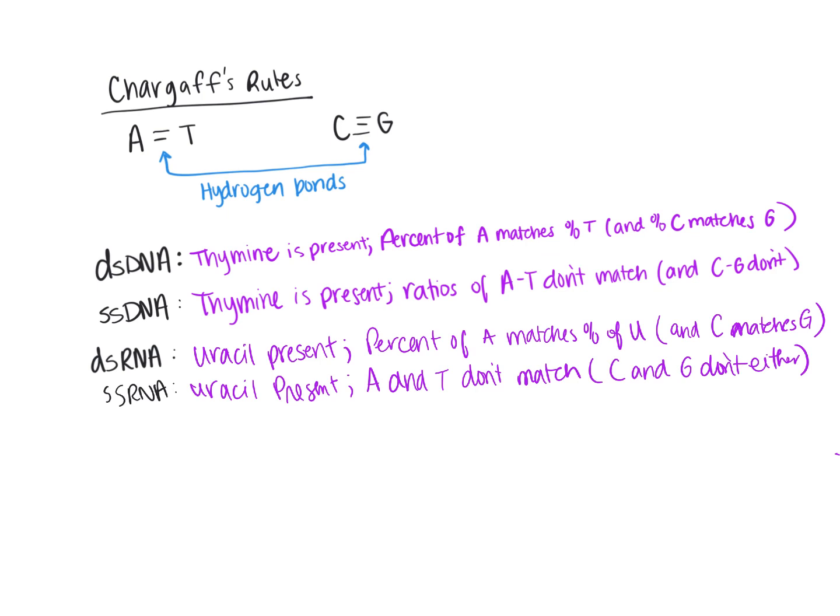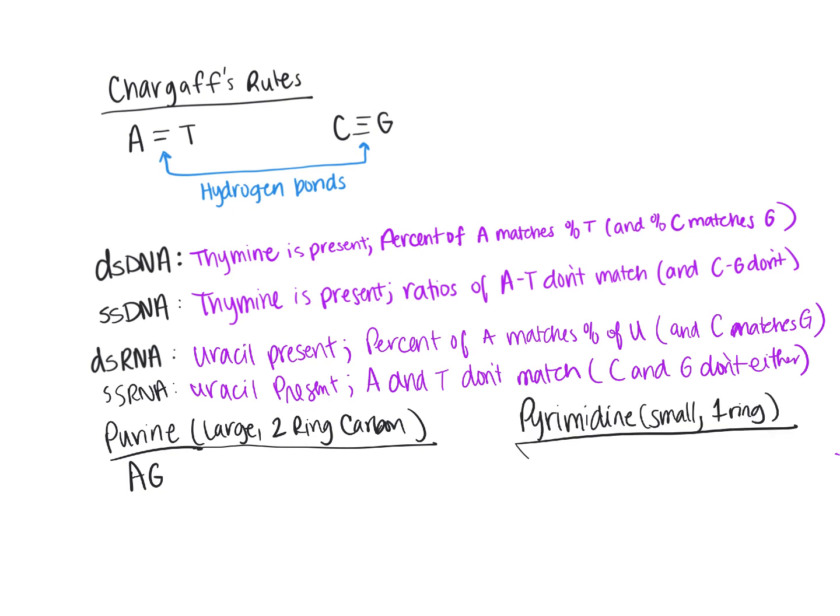Now, the nitrogenous bases can be classified as a purine or a pyrimidine. So the purines are large and have 2 rings of carbon, and the nitrogenous bases that are purines are A and G. The pyrimidines are small and have 1 ring of carbon, and the pyrimidines are T, C, and U. And so it's thanks to this pairing of 1 purine and 1 pyrimidine, in other words, A and T, or G and C, that allow DNA to have the proper width when it is double-stranded.